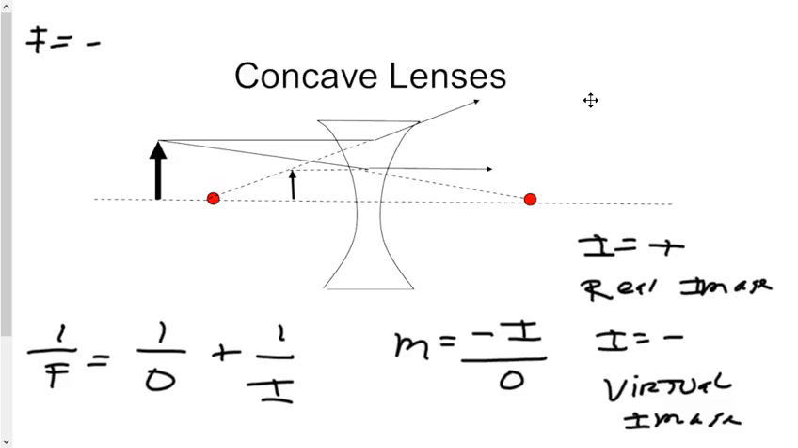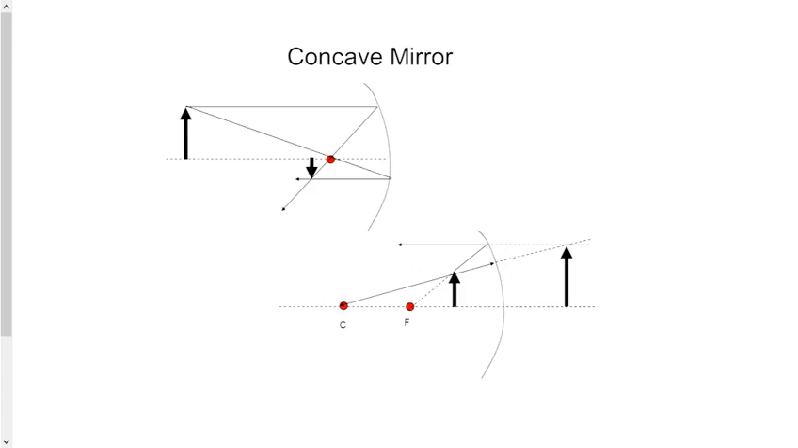Okay, and also remember that magnification, we'll take the absolute value of magnification, is equal to the height of the image divided by the height of the object. So if I have a magnification of 2, that means my image is going to be 2 times higher as my actual object. Okay, well, let's move on to mirrors.